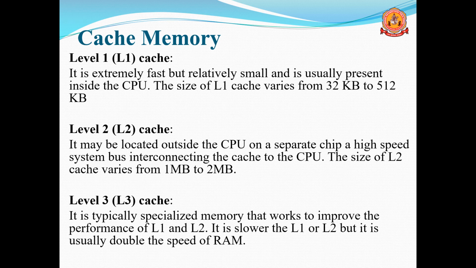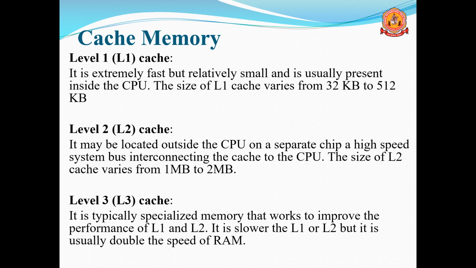Next one is level 2 or L2 cache. It may be located outside the CPU on a separate chip, with a high speed system bus interconnecting the cache and CPU. Mainly the level 2 cache is present outside the CPU. We are using a separate chip, and the high speed system bus is used to connect the cache memory and the CPU. The size of L2 is 1 MB to 2 MB. Normally we use KBs, but here it is 1 MB to 2 MB.